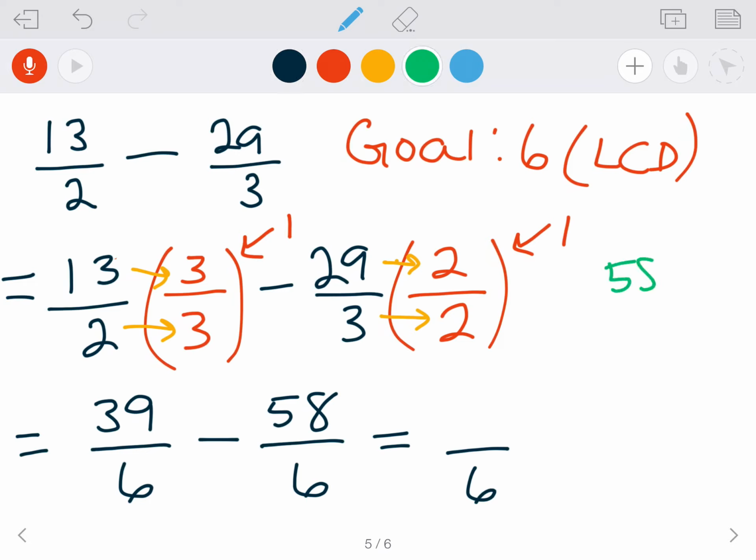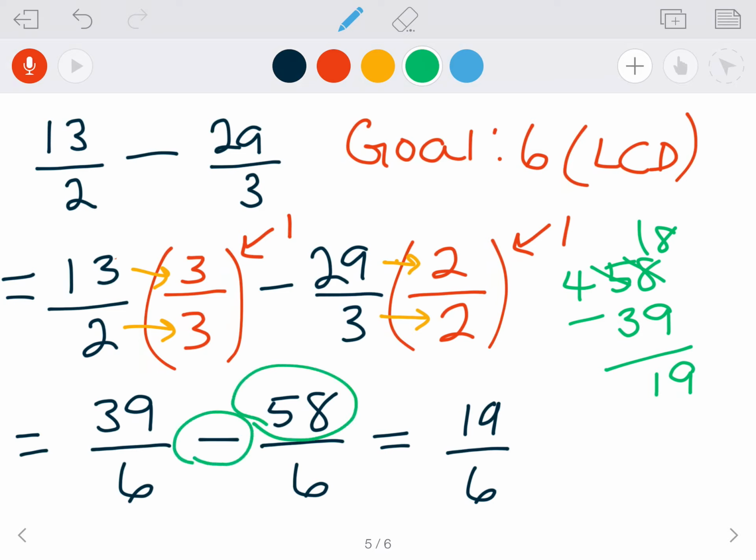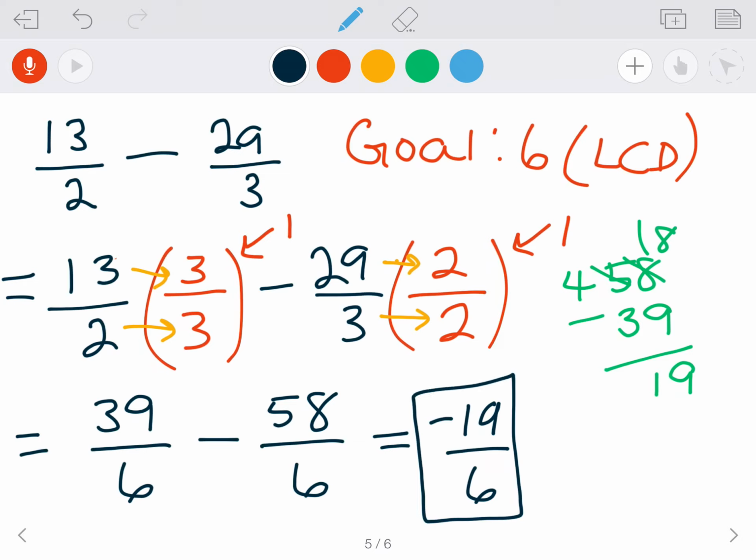Well, let's see. If we did 58 minus 39, we could do that and then attach a negative at the end. So this becomes 18, this becomes 4. 18 minus 9 is 9. 4 minus 3 is 1. So we get 19, but because the 58 right here has a negative in front of it, and the 58 is bigger than the 39, then that means that the answer will also be negative. So negative 19 over 6.